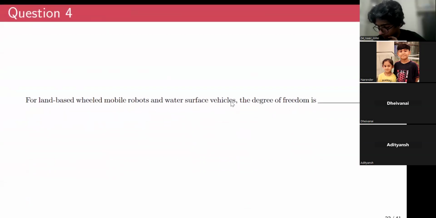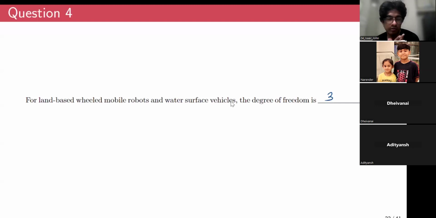What about question 4? For a land-based mobile robot and water surface vehicles, the degree of freedom is 3. Is it what? What is the answer? It's 3. Yes, it's 3.